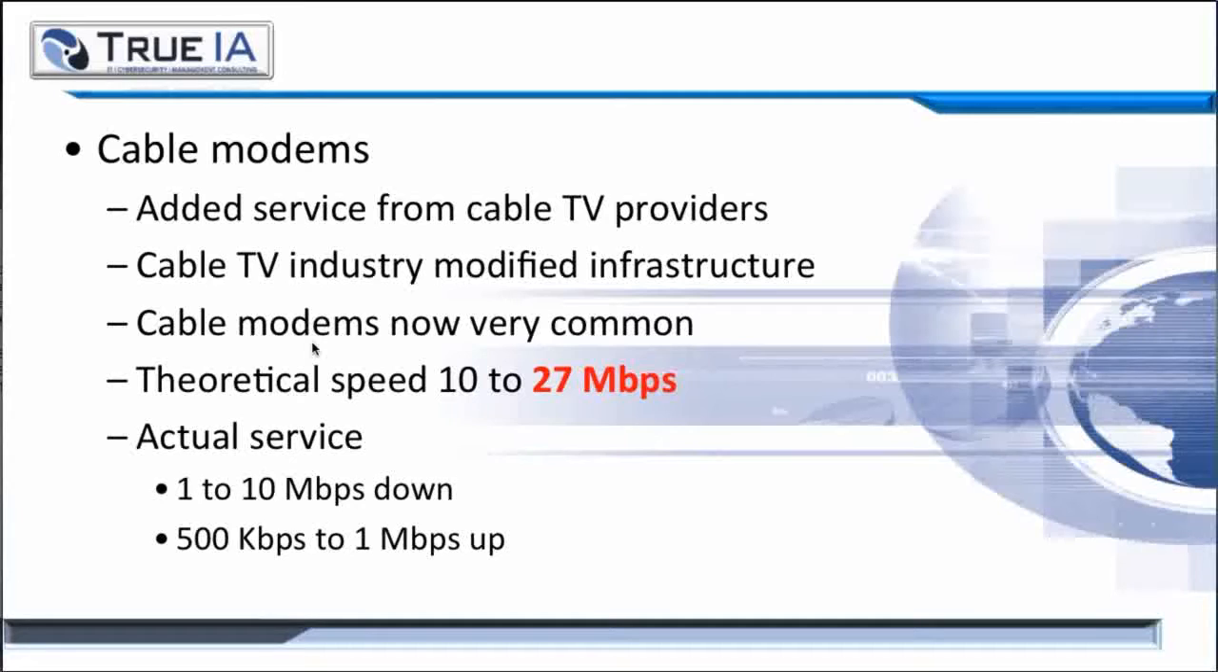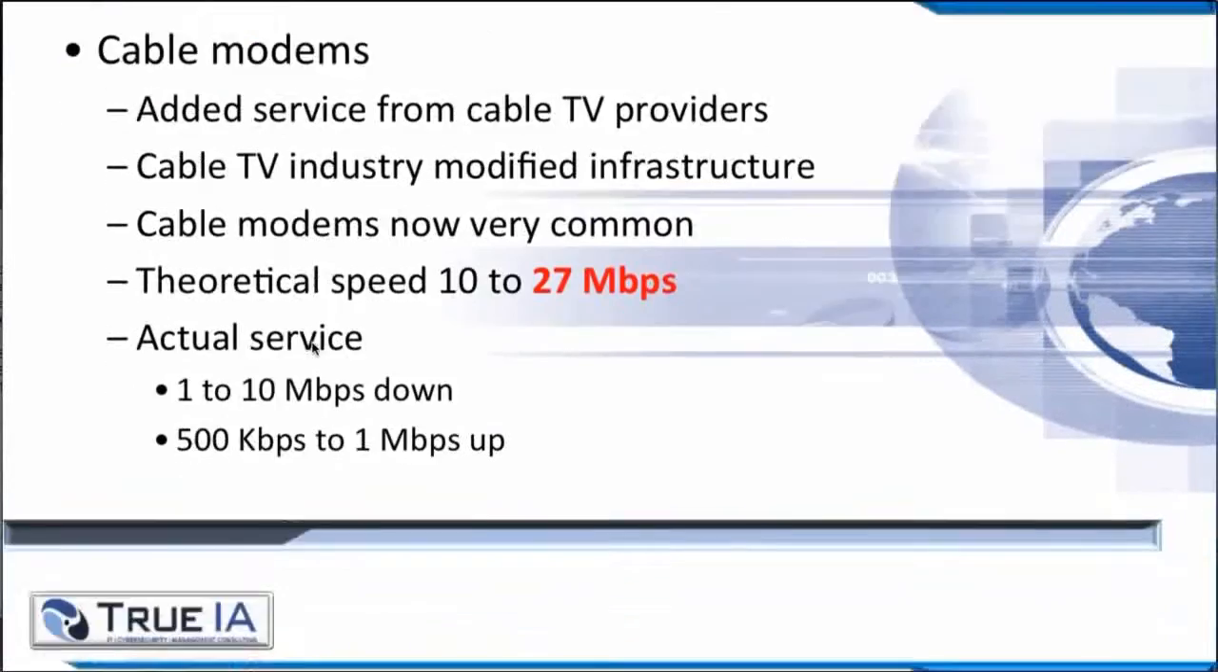Next is cable modems. Originally offered as an added service from cable TV providers. The cable TV industry actually modified their entire infrastructure to be able to provide internet services. Cable modems today are very common. Most people will use them. It boasts theoretical speeds up to near 27 megabytes or better. However, in actuality, you probably will experience more like 10 megabits down and 1 megabit up, depending on your carrier.